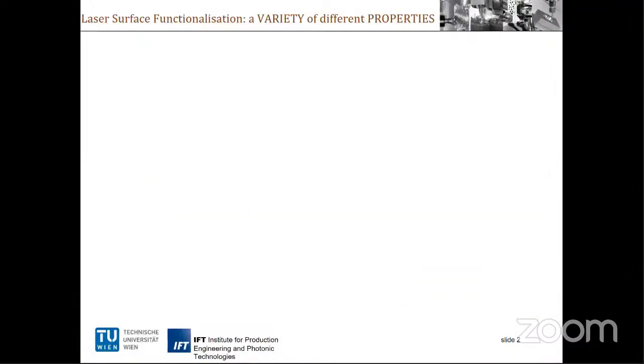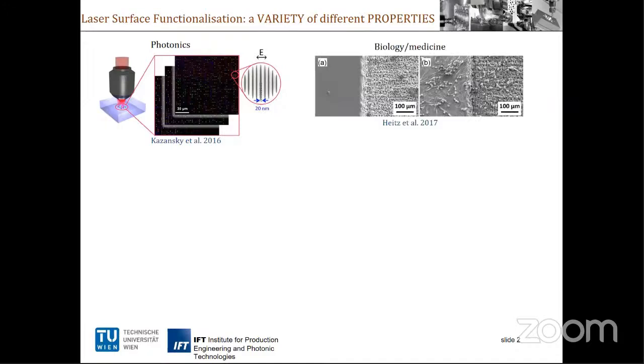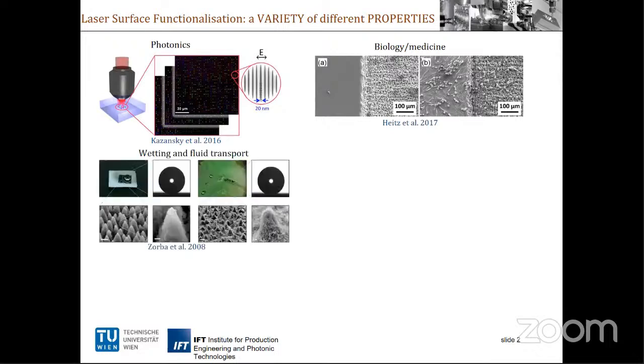First of all, laser surface functionalization is a technique people use in many applications. It has a variety of applications and a variety of properties. I'm just summarizing a few of them here. In photonics, many researchers are using it to improve data communication properties and also data storage. In biology and medicine, they use structured materials to study how bacteria react with structured and unstructured materials.